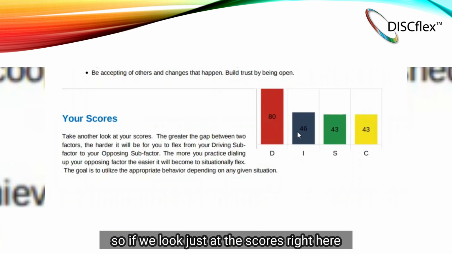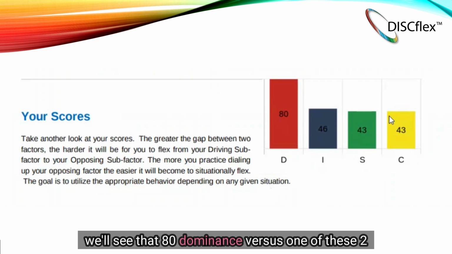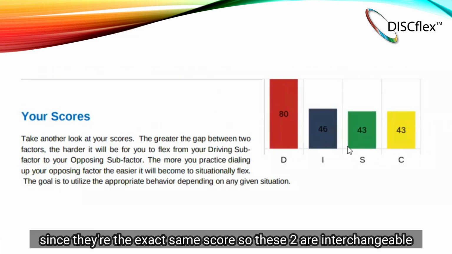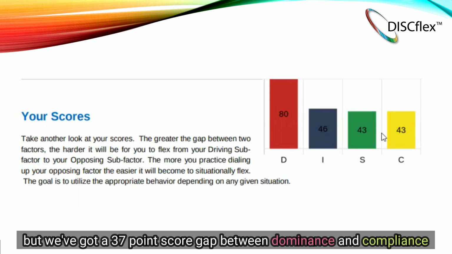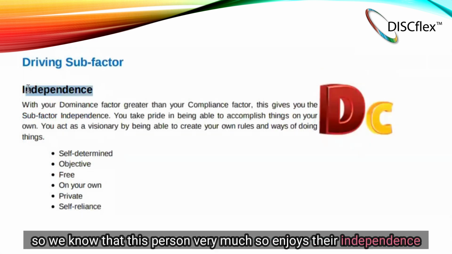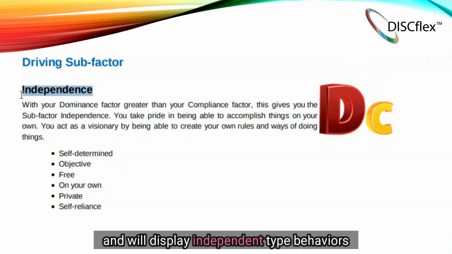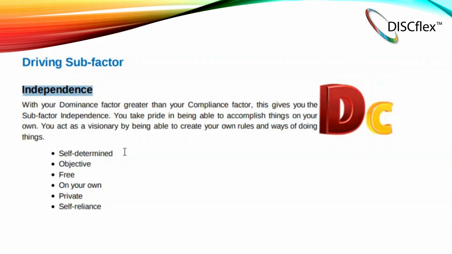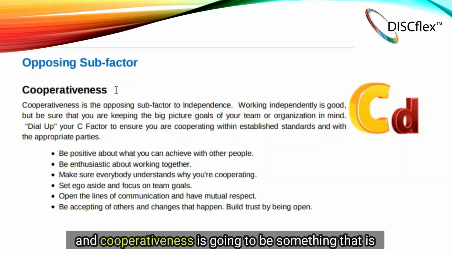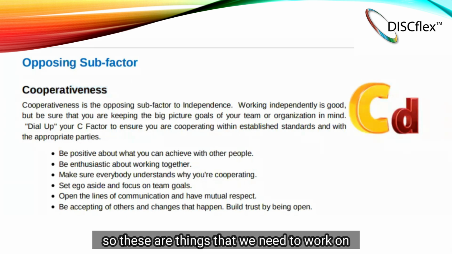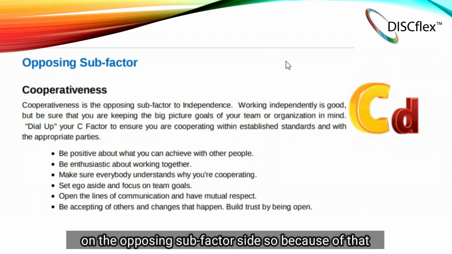If we look just at the scores right here, we'll see 80 dominance versus one of these two, since they're the exact same score. These two are interchangeable, but we've got a 37-point score gap between dominance and compliance. So we know that this person very much enjoys their independence and will display independent type behaviors, being self-determined, objective, free, and so on. And cooperativeness is not necessarily going to come naturally to Susan here. So these are things we need to work on, the opposing subfactor side.